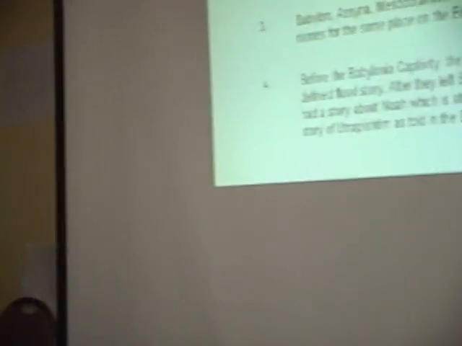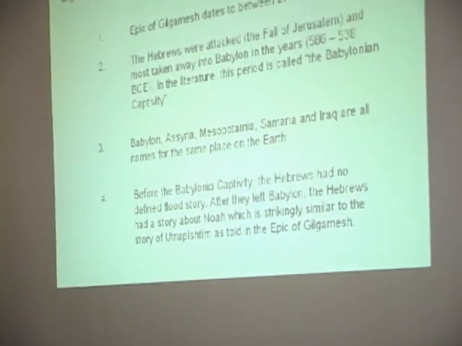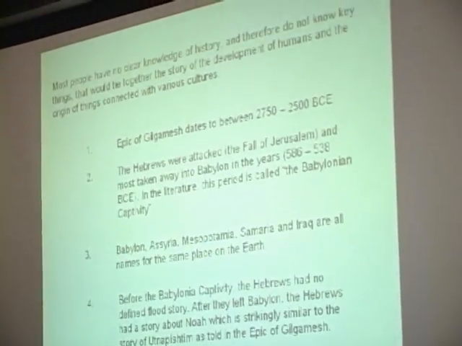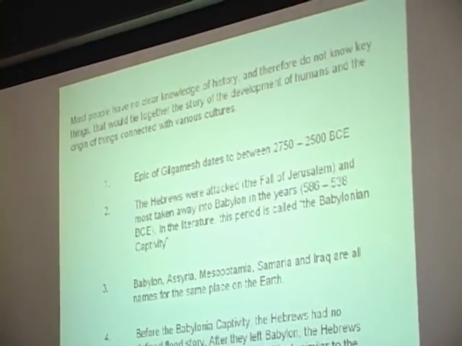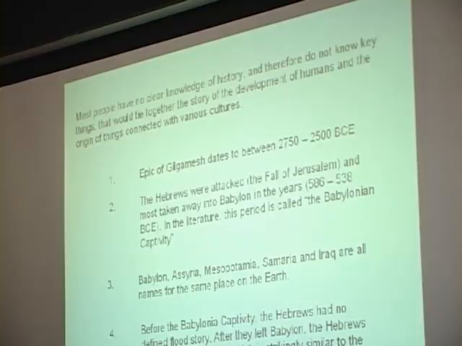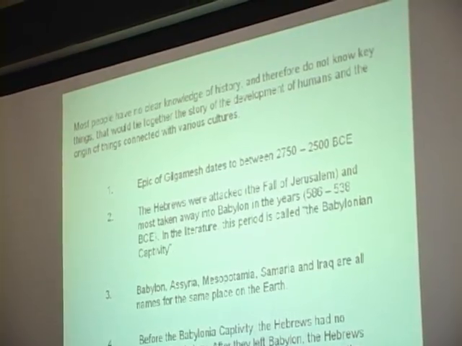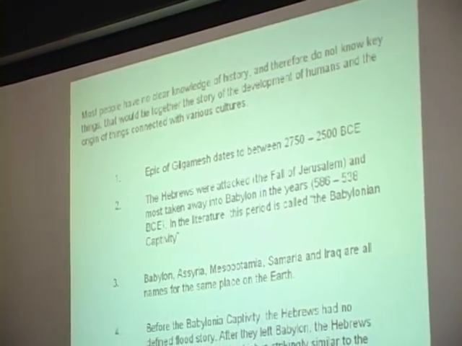Now, most people have no clear knowledge of history, and therefore they do not know key things that would tie together the story of the development of humans and the origin of things connected with various cultures. I did not know, for instance, that there was something called the Epic of Gilgamesh.